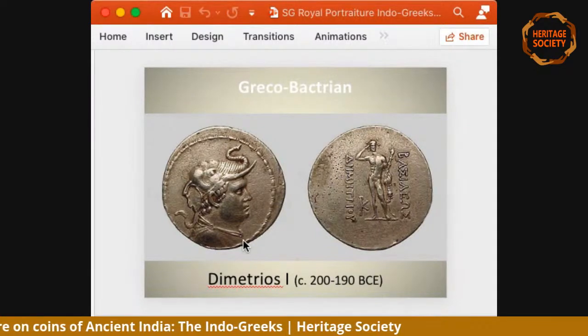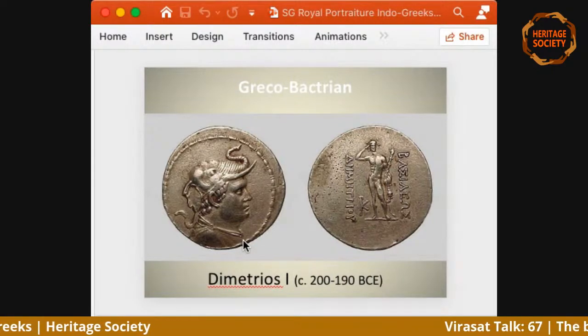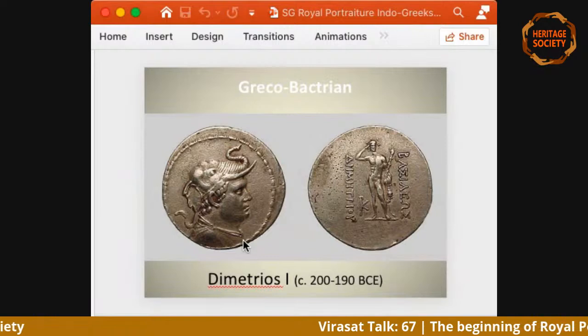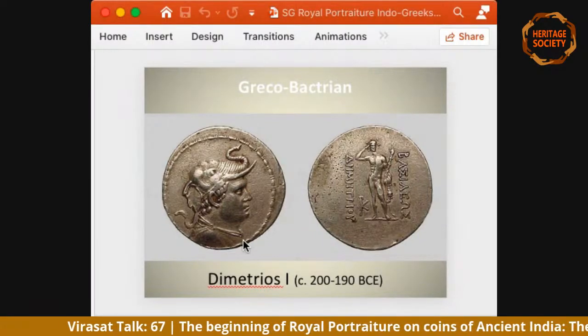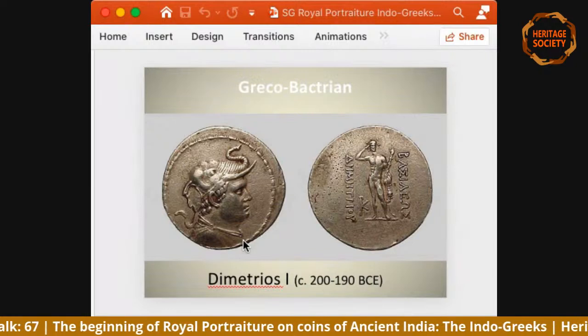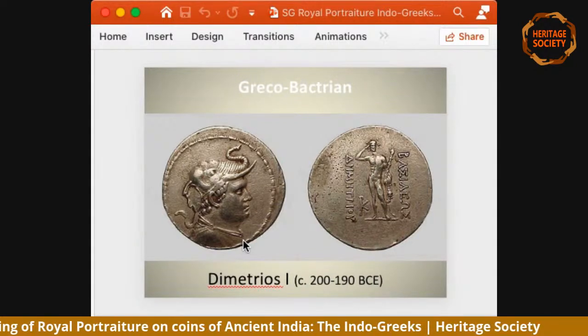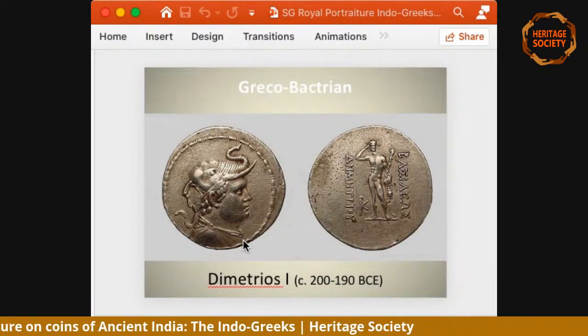But this again was to show the might and prowess and the valor of the ruler. And since these coins were passed into the hands of the masses, this was, as I said in the beginning, that it also served as propaganda pieces.